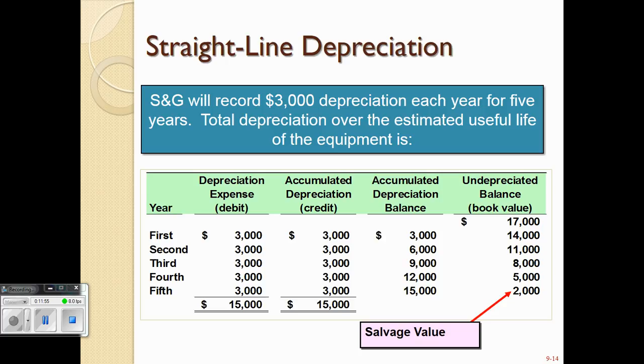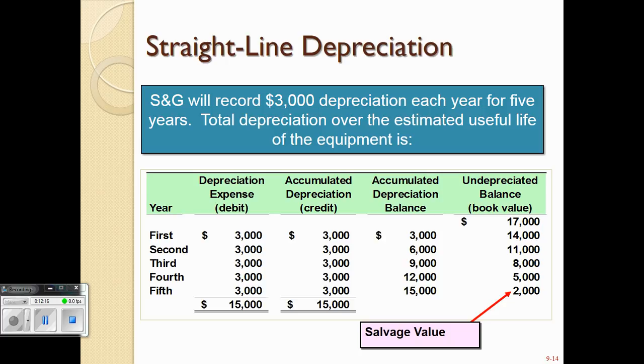That's column 1. Notice what happens to accumulated depreciation. Accumulated depreciation, which is in column 3, goes up by $3,000 every year. So after year 1, the accumulated depreciation is $3,000. After 2 years, it's $6,000. And it goes all the way up to $15,000, where after the 5th year, we've depreciated it for 5 years.